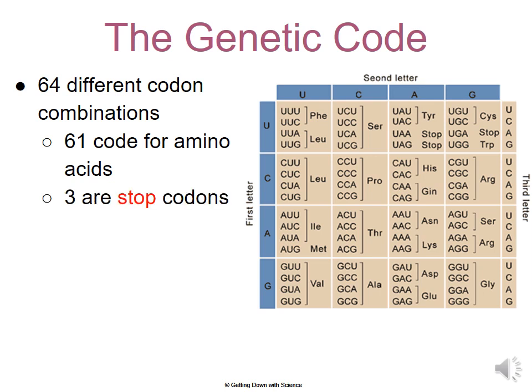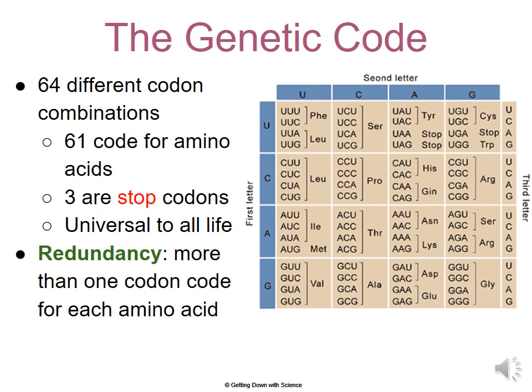3 of the 64 are what we call stop codons, so they basically say stop building. These are universal to all life as we know it. So every living thing we have here on Earth that we're aware of at this time uses this specific system. There's 64 codons, but there's only 20 amino acids plus the stop. So this allows for redundancy. We may have more than one codon that's going to code for a specific amino acid.